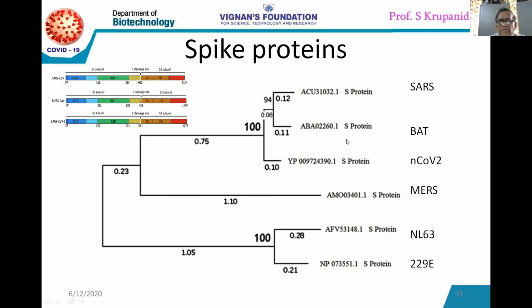In this, if we take the bat spike protein and the SARS coronavirus spike protein, both constitute one primary cluster. From this, there is another offshoot, that is the novel coronavirus offshoot. Then from this, one more offshoot is the MERS. That means these 4 belong to the category of beta coronavirus. They all constituted one tertiary cluster. This is one primary cluster, and these 2 are the offshoots.